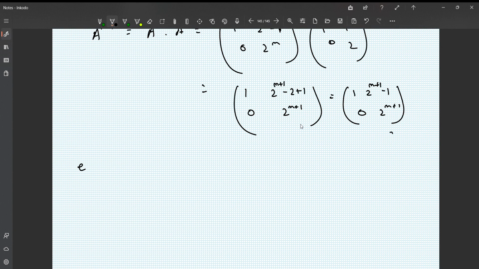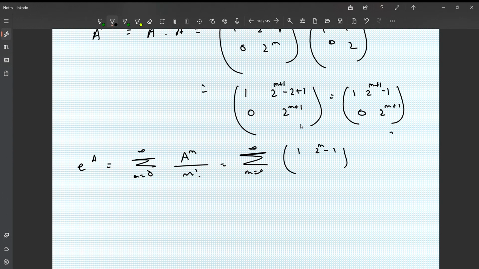Now, if you want to calculate e to the power A, e to the power A is the summation n equals 0 to infinity of A to the power n upon n factorial. Now, you simply put the value of A to the power n, which you have got. So it is [1, 2^n - 1; 0, 2^n], all upon n factorial. Then it becomes a matrix summation. So it's summation n equals 0 to infinity. This is 1 upon n factorial, right? This is summation n equals 0 to infinity.